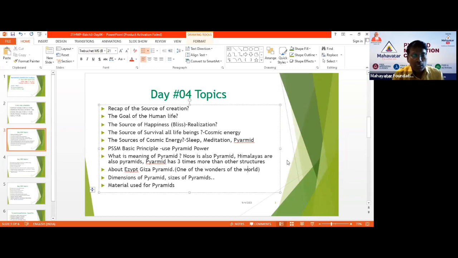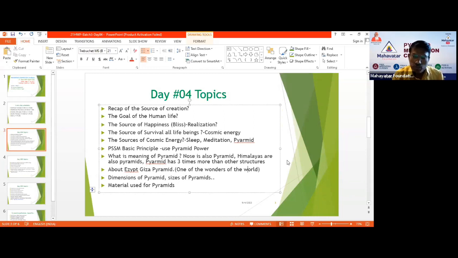51 degrees, 52 minutes, 10 seconds. That's the golden angle of the Egypt pyramid. The same angle you have to maintain when constructing a pyramid by yourself or by any other people on the earth planet. Then only it receives the maximum amount of cosmic energy.